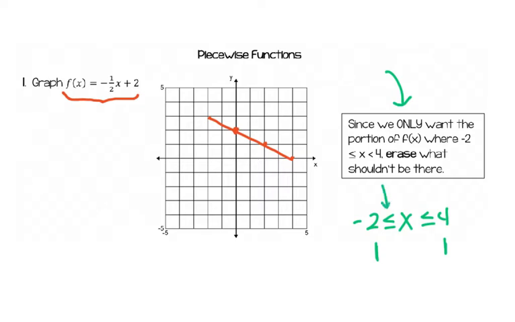Now notice that it says less than or equal to. So we've learned with inequalities that you have a filled in dot for that. And where it says less than 4, I'm going to have an open dot. So you're going to put it like that. And so that's my piecewise function. It's just a piece of a function.